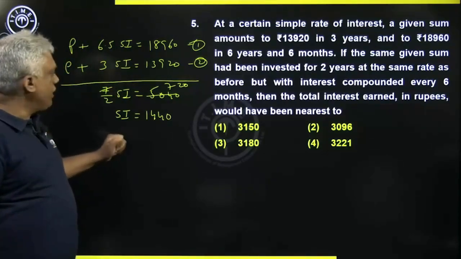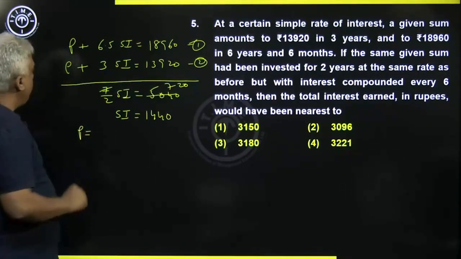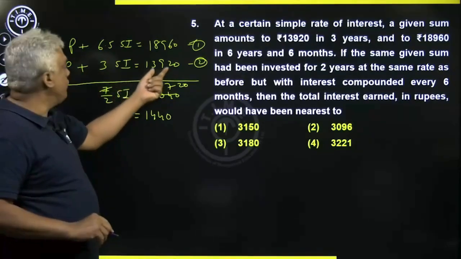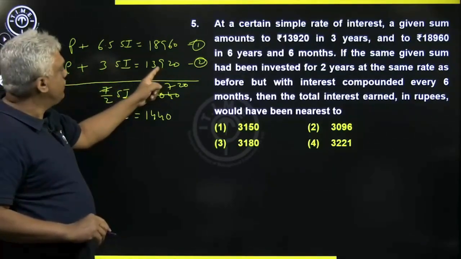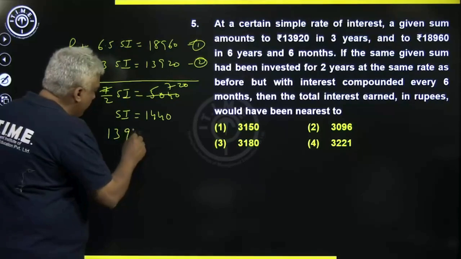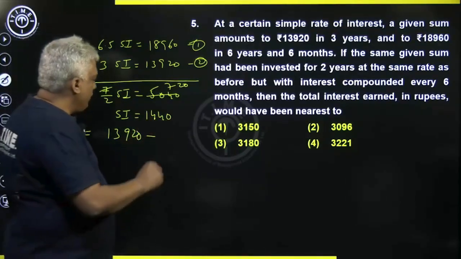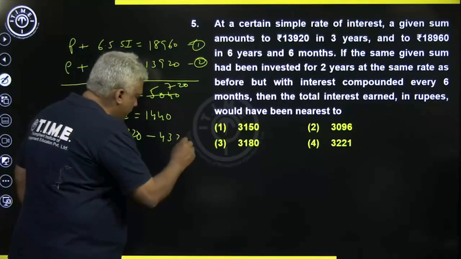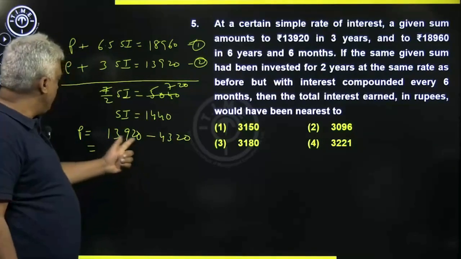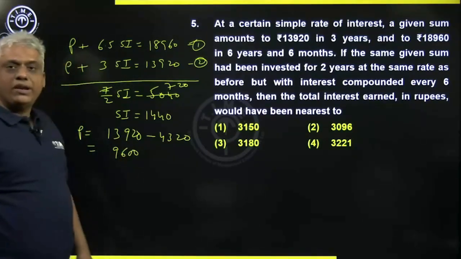Now we can find the principal, and we can find the rate also. For the principal, I can take the smaller value, 13,920. To get the principal from 13,920, I can subtract 3 times SI. 3 times 1440 is 4,320. So if you subtract, it will be 9,600. So the principal we got is 9,600.